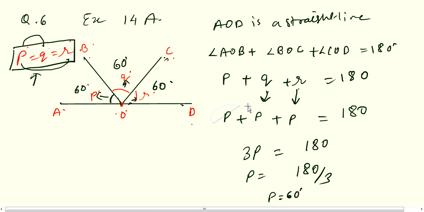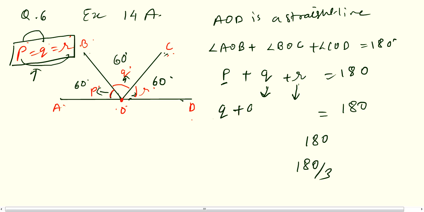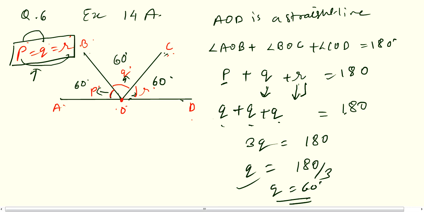And the second way is, in the place of P I am writing Q, then Q will be the same as it is, and in the place of R you can write Q. So Q plus Q plus Q, 3Q equals 180. So finally Q equals 180 by 3, so Q equals 60 degree. Similarly for R you can do the same. So you can write only P or only Q or only R. The values will be the same because P equals Q and Q equals R. These three angles are equal to each other.